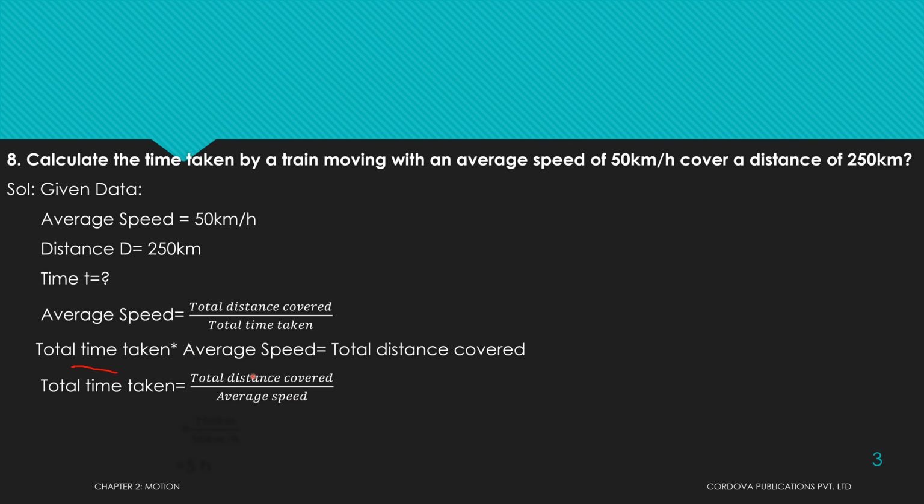What is the total distance? 250 kilometer by what is the average speed? 50 kilometer per hour. So just cancel it and you will get 5 hours. But how did you get this hours, right? You might have got an idea. Here there is a kilometer and a kilometer is also there. But how did we get this hour? It is very easy, children.